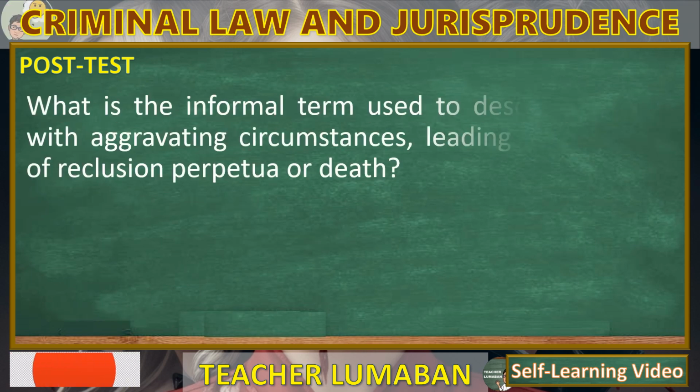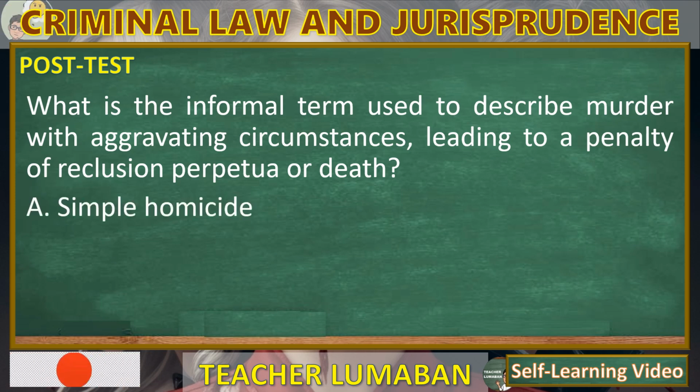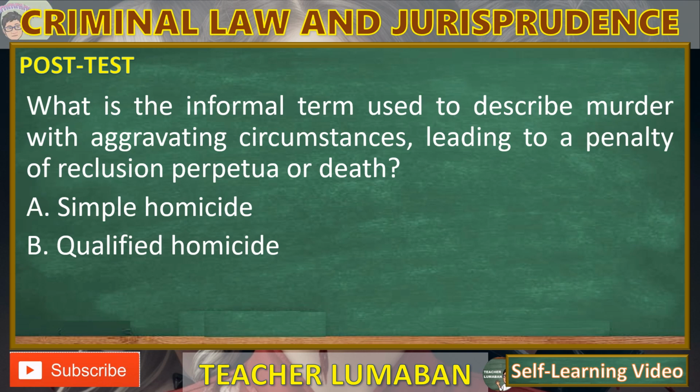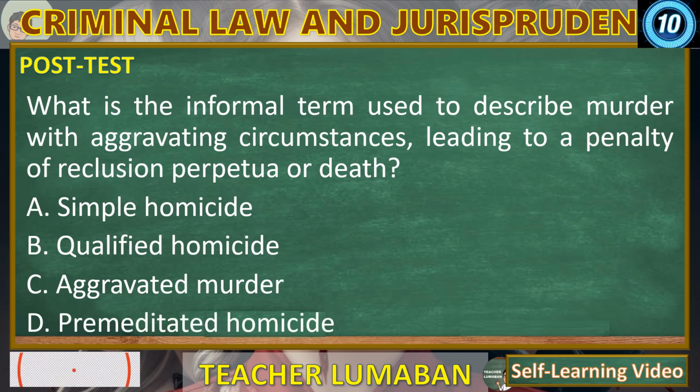What is the informal term used to describe murder with aggravating circumstances, leading to a penalty of reclusion perpetua or death? A. Simple homicide. B. Qualified homicide. C. Aggravated murder. D. Premeditated homicide.